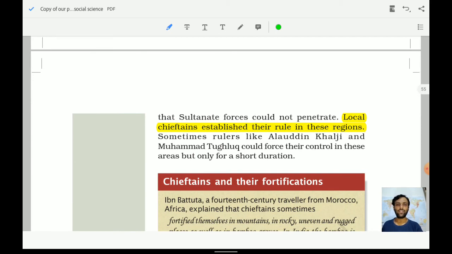Local chieftains often established their rule in these regions. Whenever there was a lack of communication or a lack of check on these parts, the local chiefs were always in search of these opportunities, and they used to proclaim themselves the rulers of those areas where the sultanate was not able to reach, right?